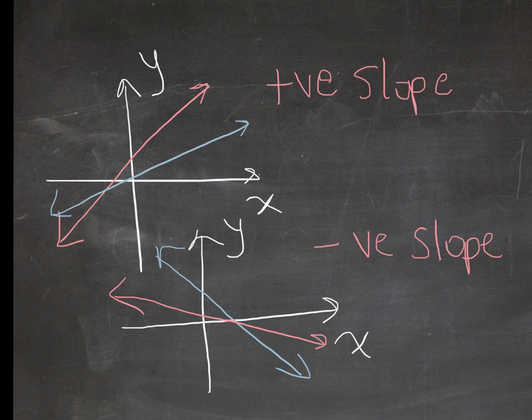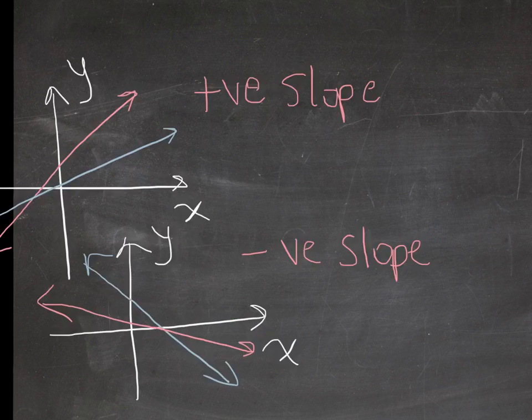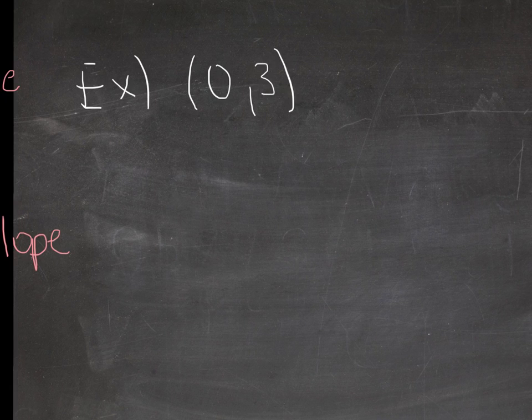We can also calculate the slope of a line, not from the graph, but just from any 2 points on a line. So let's see what that would look like. Say I have 2 points on my line. Say I'm given the point 0, 3 and 5, 4. The slope of my line can be found using an important formula.